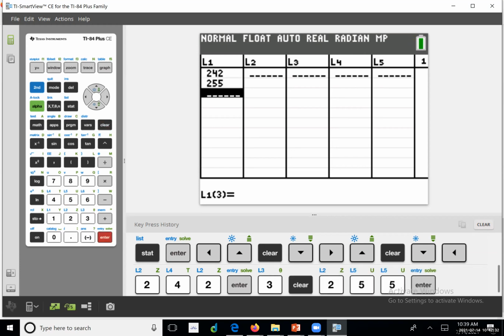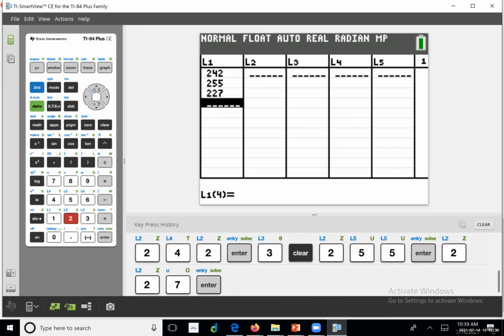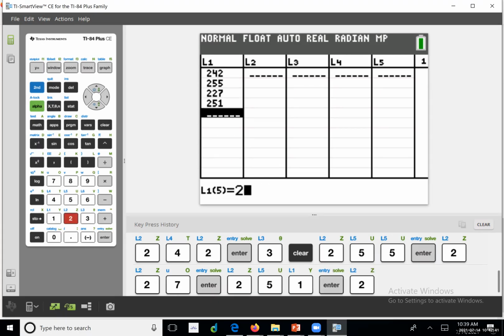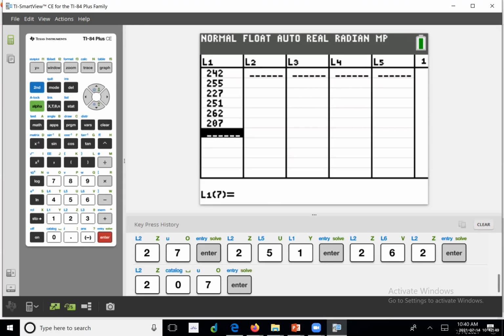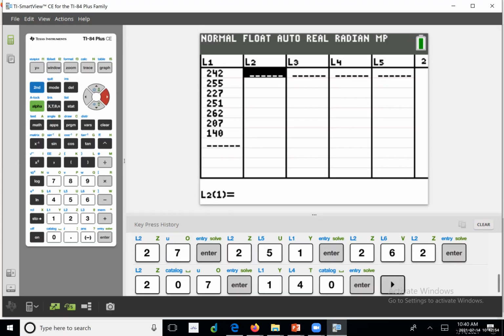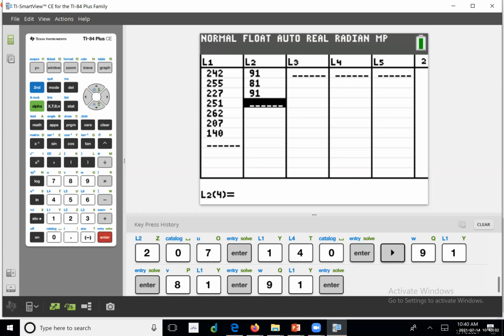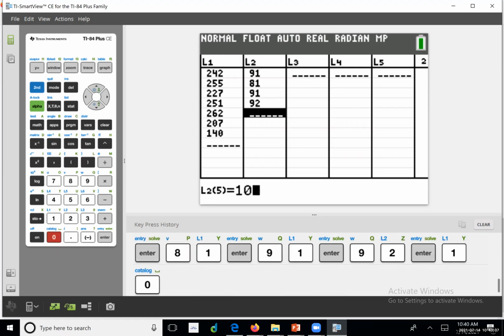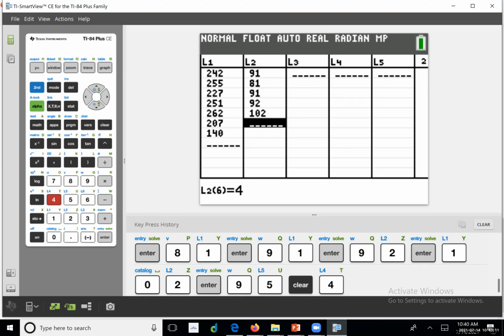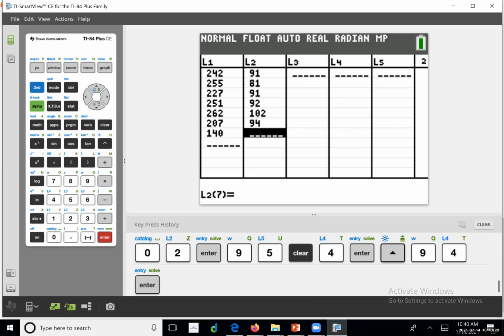255, 227, 251, 262, 207, 140. And then on the other line, you would have 91, 81, 91, 92, 102, 94, 94, and oh, what did I miss? 91, 81, 91, 92, 102, 94, yep, 91.